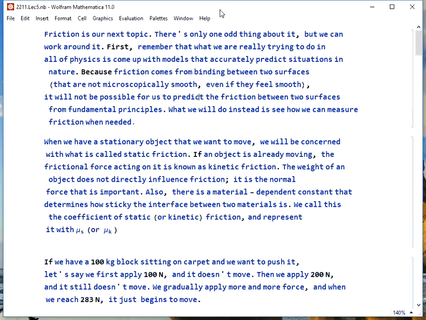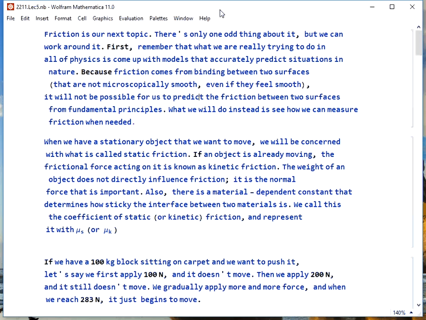And there's two kinds of friction. We're going to start off with static friction. That's when something is sitting still and we want to move it. If it's already moving, the force of friction on it is known as kinetic friction, and that's a little bit different, but we'll treat that later too. As it turns out, the weight of the object is not the important thing when we look at friction. It's actually the normal force, because that's what describes the force between the surface of contact of the object and the floor or the table or whatever it's sitting on.